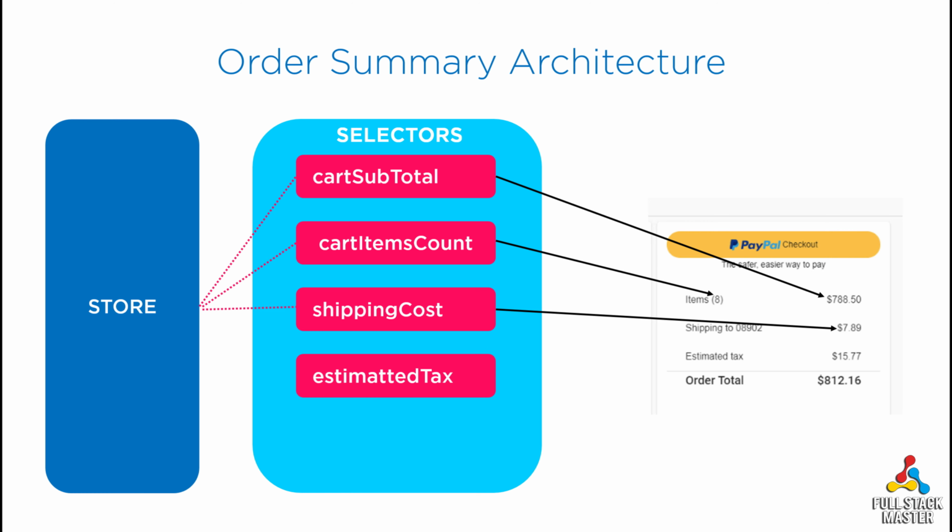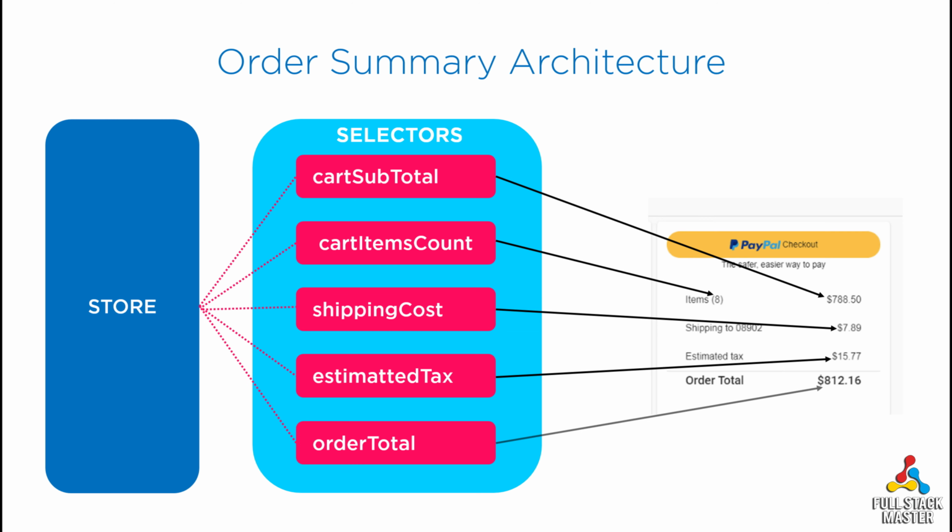After that, we will create an estimated tax selector to show the tax applied to the order. Finally, we will create an order total selector that will display the grand total for this order. So you notice here the selectors are used as the query API for the components to show the business data.